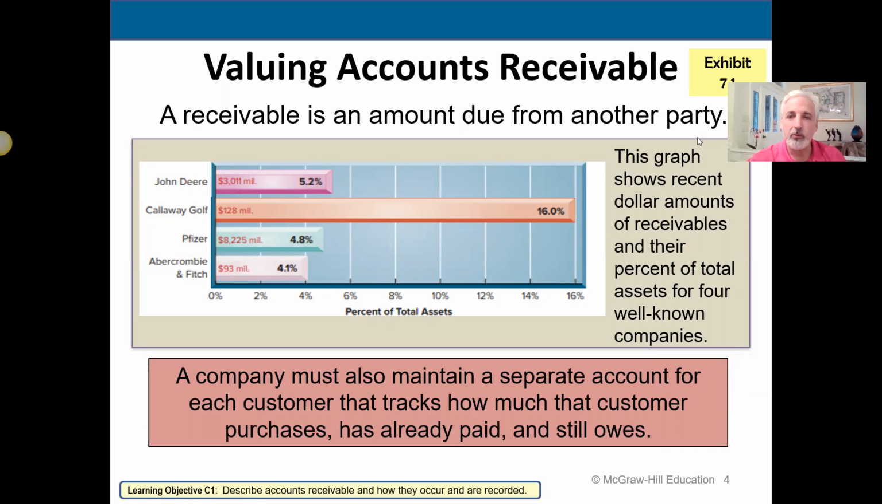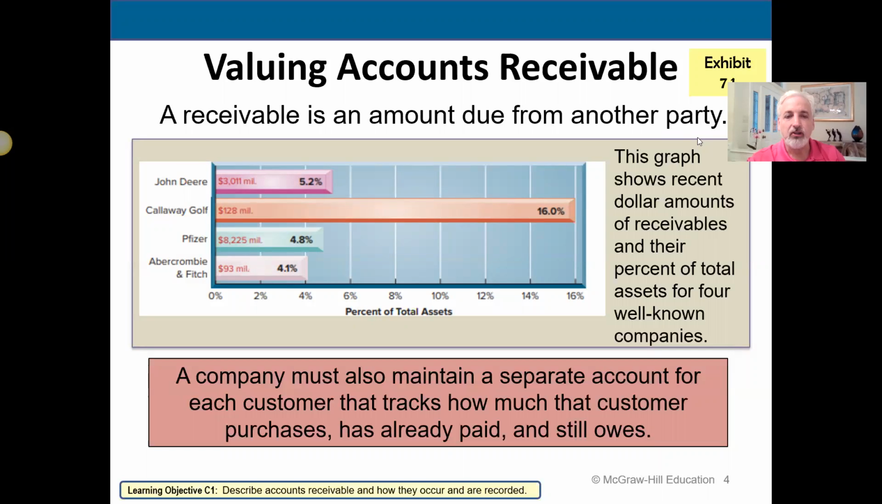So why is accounts receivable important? Let's take a look at some of these companies and see what percentage of their balance sheet, the assets, is actually accounts receivable. Notice John Deere has $3 billion, that's 3,000 million dollars in accounts receivable. I think that's a lot of money. 5.2% of the balance sheet.